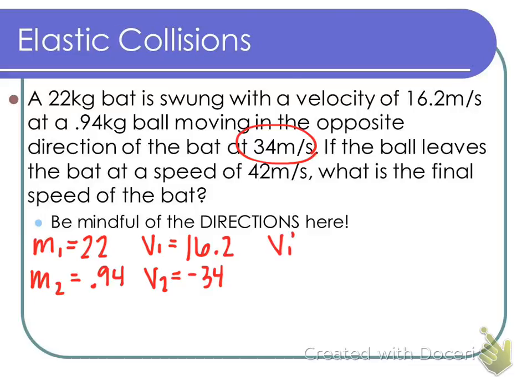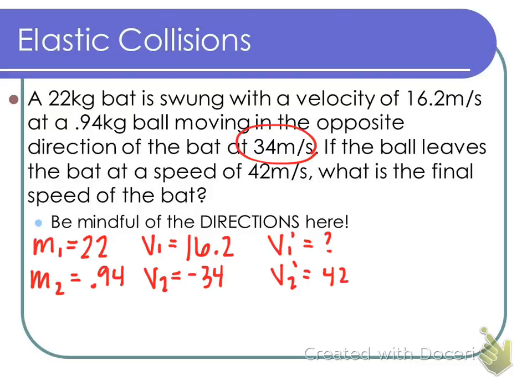After the collision, we know the speed of the ball, and is it moving in the positive direction or the negative direction? Positive, because it's going out toward the outfield. So that's 42, and we're solving for V1 prime.